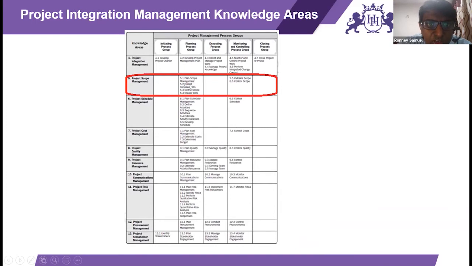Your part, which is collect requirements and define scope. They will produce a document which would be very clearly describing what all things are there. So tomorrow, if you get a problem statement, you just go to these documents which are coming out of collect requirements and define scope to see whether it is included there or not.